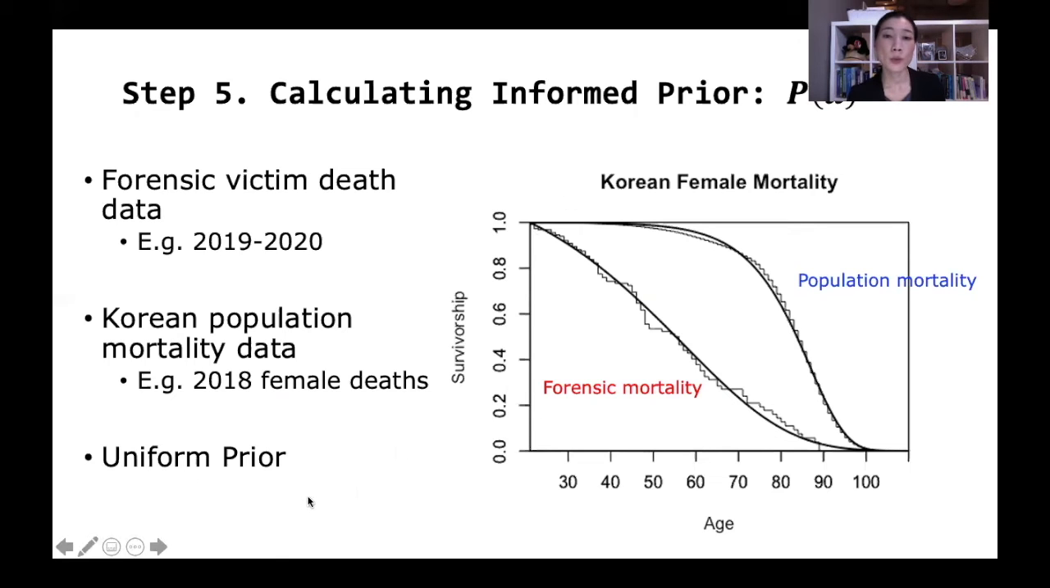And if we don't want any influence from the informed prior, then we can also opt for using a uniform prior, or uninformed prior, so that we rely mostly on the information that we get from the skeletal data.